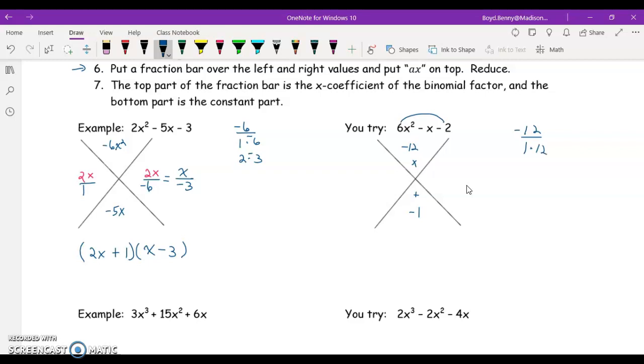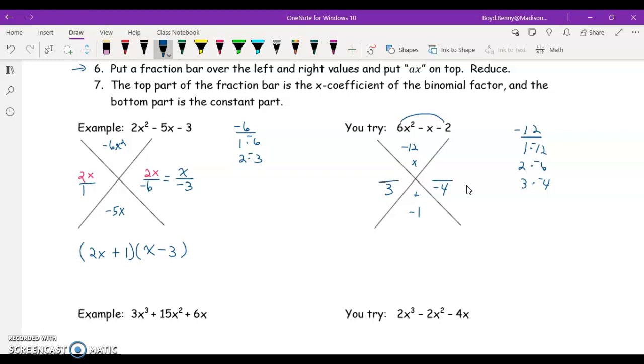I see that my sum needs to be negative, so I'll go ahead and put a negative on this 12 because the larger number needs to be negative. 3 times 4 is 12. Negative 12. Okay, so we're coming back down the other side now. Okay, so I've got 3 and negative 4 are the two numbers that work.